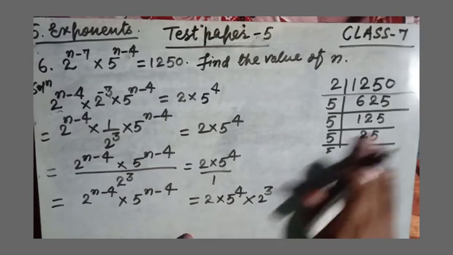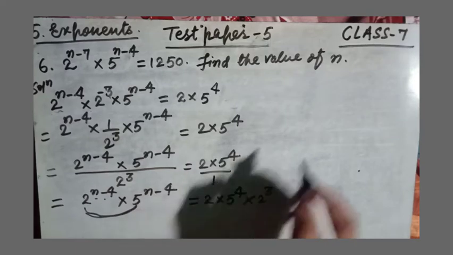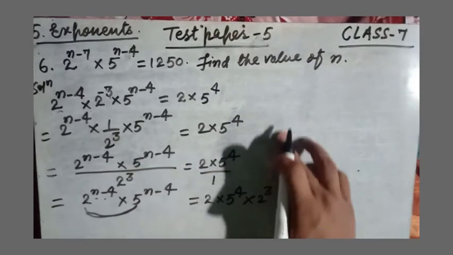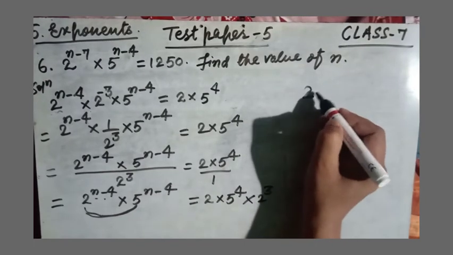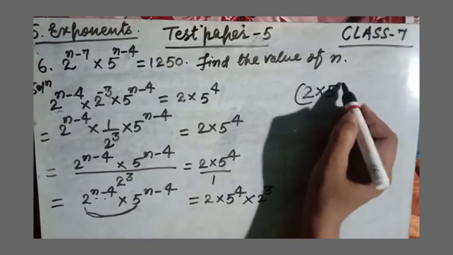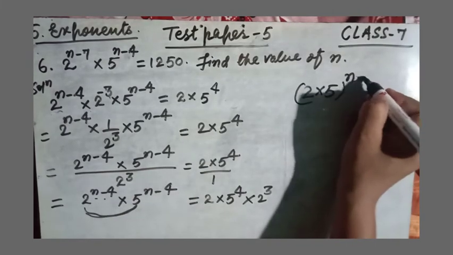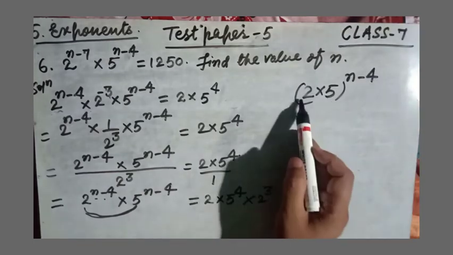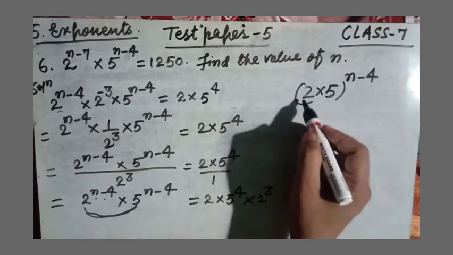Okay, now see friends, from here, these are different bases but the same exponent. When the exponents are the same and the bases are different, multiply base by base and write down the single exponent. This means 2 multiplied by 5. Why? Because the bases are different but the exponent is the same. Here the single exponent, and we have to multiply their bases.